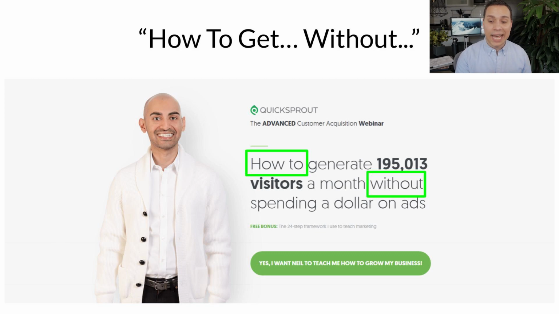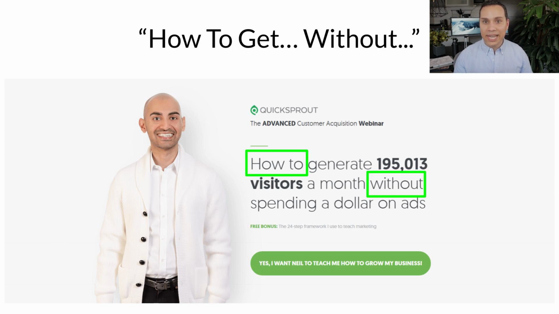You can see he's using the how-to without headline here: how to generate 195,113 visitors a month without spending $1 on ads. So here, something that I really like about this example is if you have numbers to include in your headlines, make sure they're very specific, because if he had just said 190,000 or 180,000, it would have been less believable than something that is exact.